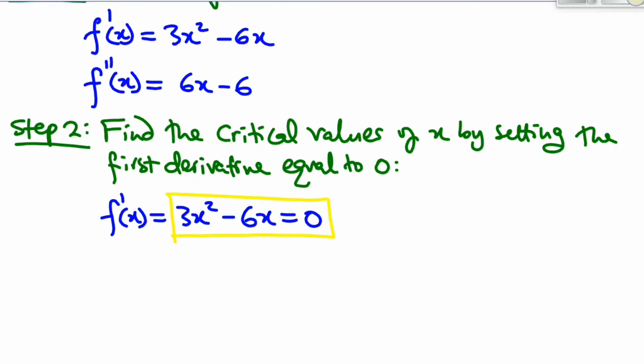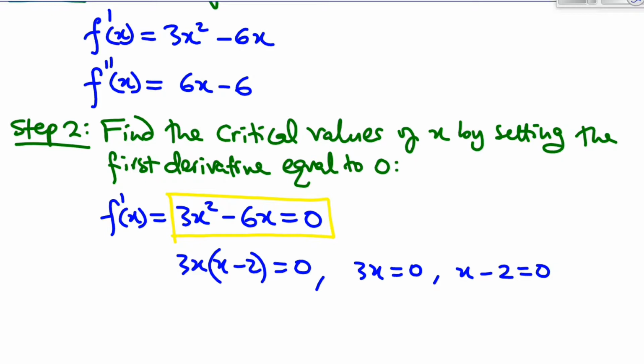We can solve it by factorizing out 3x. So we'll end up with 3x times x minus 2 equals 0, which means that either 3x is equal to 0 or x minus 2 is equal to 0, which means either x is equal to 0 or x is equal to 2. So those are the critical values.